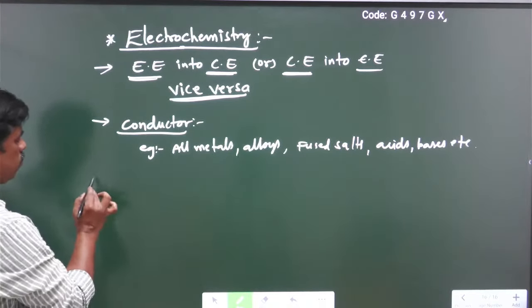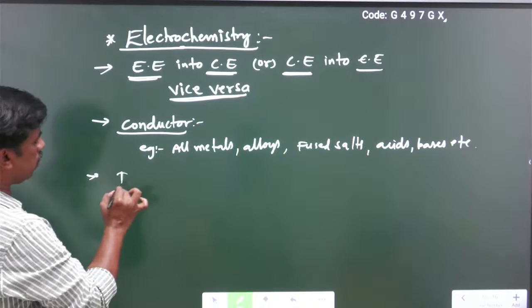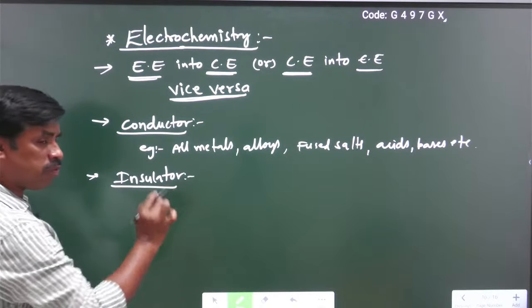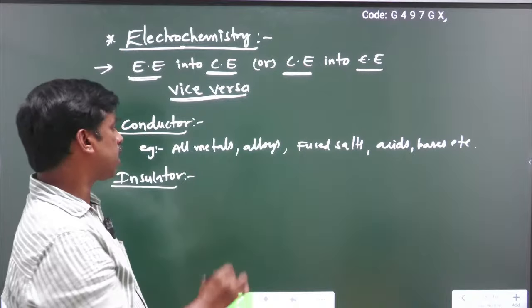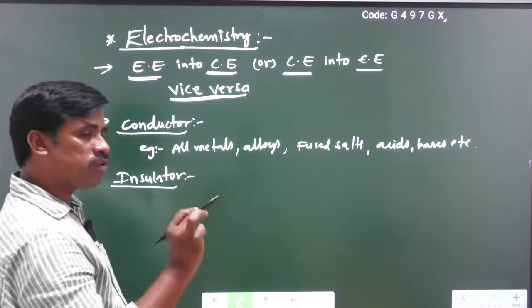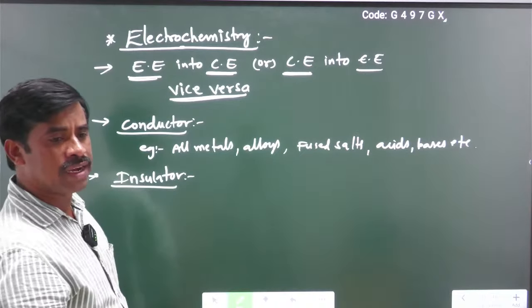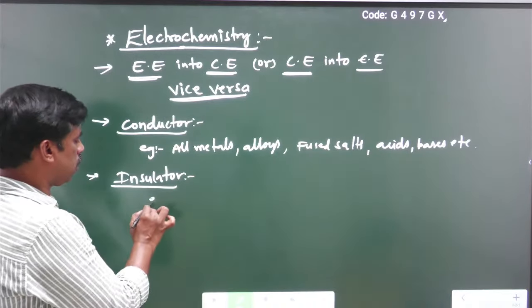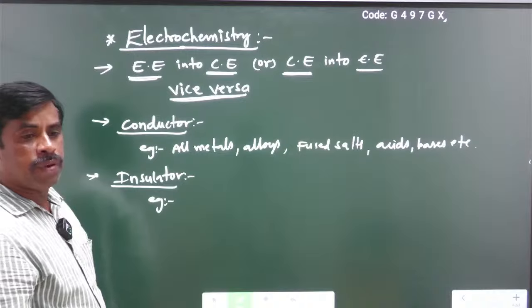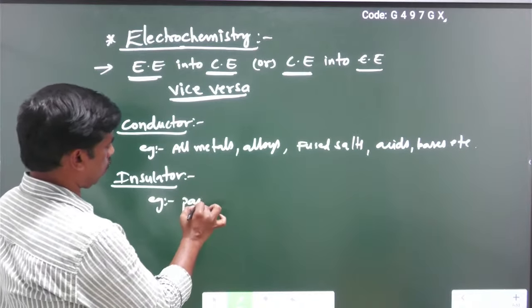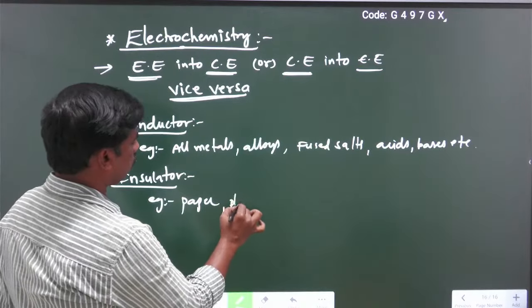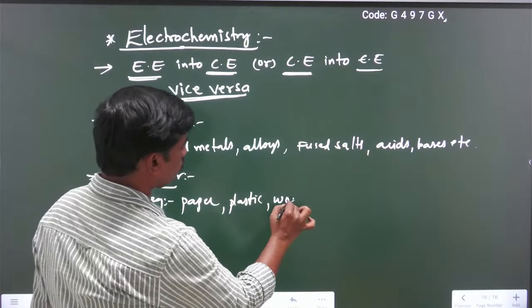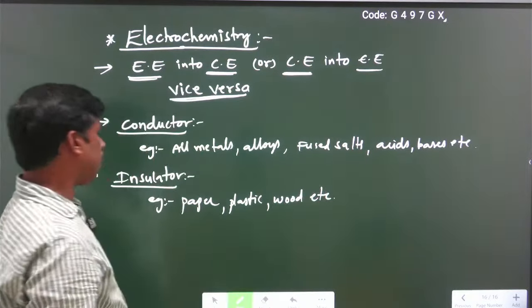What is meant by a non-conductor or insulator? A substance which does not allow the passage of an electric current is called an insulator. What are examples? Paper, plastic, wood, etc. These act as insulators.